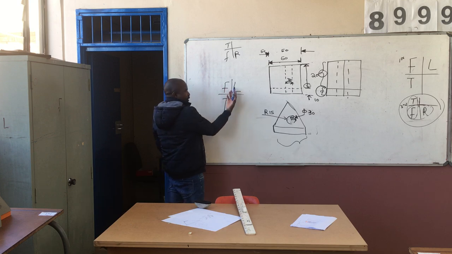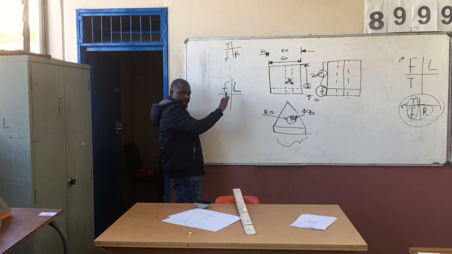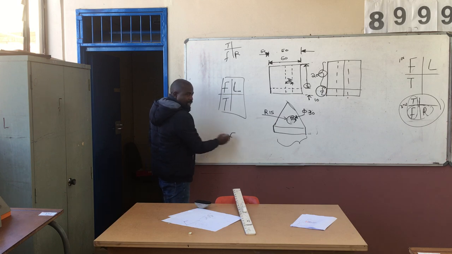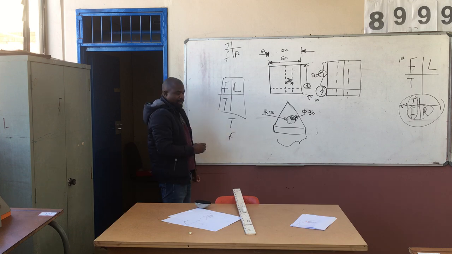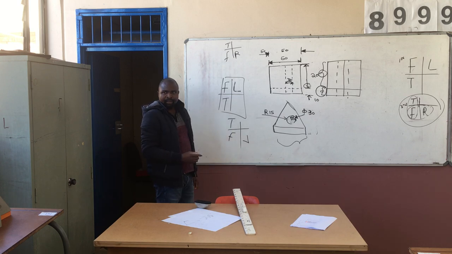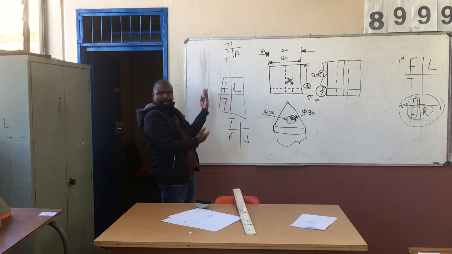Remember I said for you to change left to be right, just flip. Meaning, if you are given this one to draw in first angle, it means you copy the front as it is, you copy the top as it is, then your right view. That's your right view, right? Yes, because you have flipped the left to become a right.